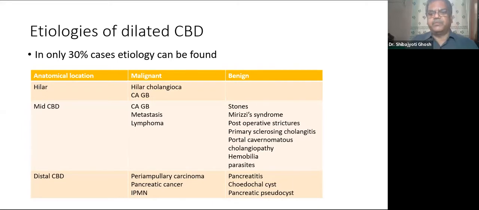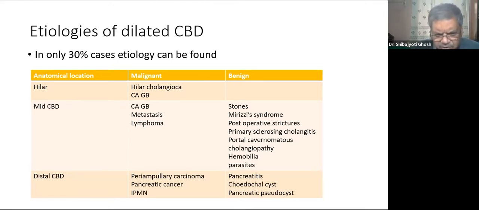stones, Mirizzi syndrome, postoperative benign biliary stricture, primary sclerosing cholangitis, and portal cavernomatous dilatation, maybe in the form of portal biliopathy, cholangiopathy, hemobilia, and parasites. These are the common causes of mid-CBD obstruction. And in distal CBD obstruction, most of the causes are malignant. So periampullary carcinoma, pancreatic carcinoma, and rarely IPMN, intraductal papillary mucinous neoplasm. Or in the benign group, chronic pancreatitis.